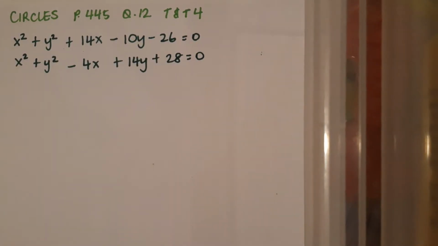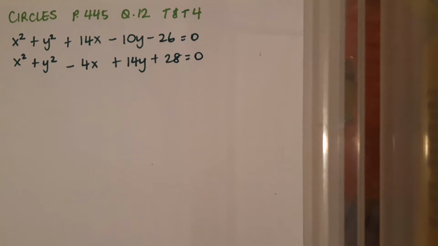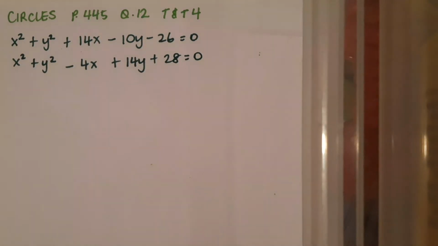This is a solution video for text and test 4, page 445, question 12. And in this question, we're looking for the intersection point of circles. So in this question, I've got two circles and I want to first of all figure out their common tangent. Now I do this in the exact same way as I find the common chord. And it's like doing a simultaneous equation with the two circles.